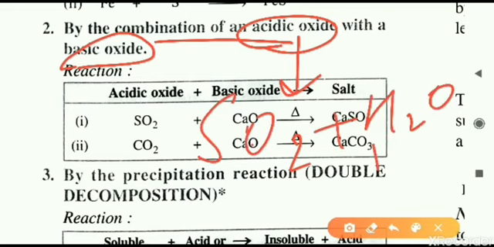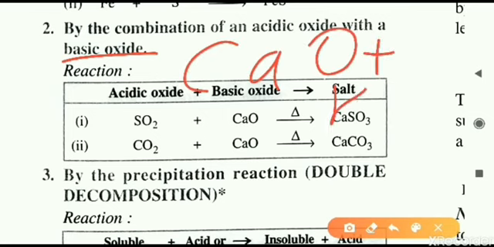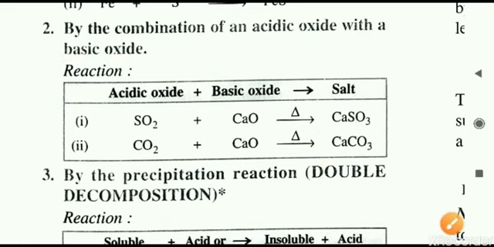Similarly, we can take a basic oxide. Basic oxide is what? Which reacts with water, dissolves in water. For example, calcium oxide, it is a basic oxide. When we dissolve this in water, what we will get? We will get Ca(OH)2. Ca(OH)2, calcium hydroxide, is a base. So any oxide dissolving in water gives acid, that is acidic oxide, and any oxide, if on dissolving in water it gives a base, it is a basic oxide.